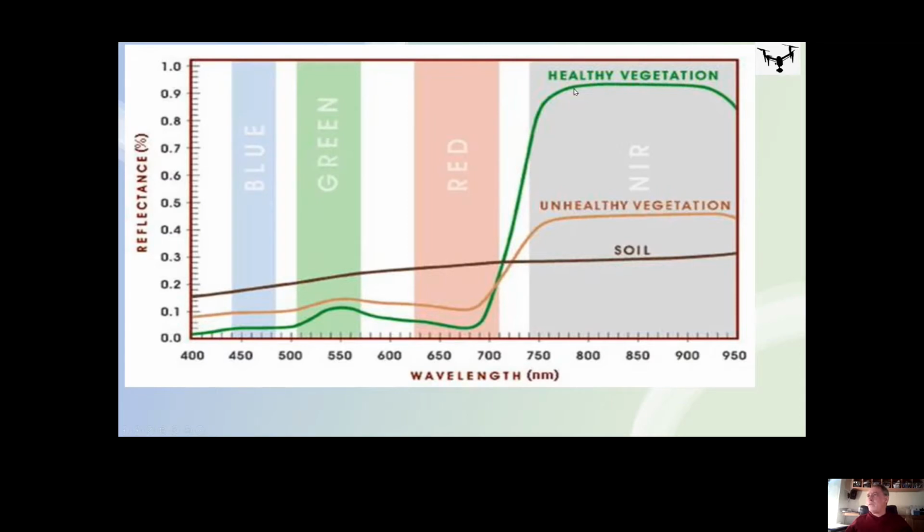It goes straight up to the roof and it peaks at 800. This is what we call the red edge. This is near infrared light being reflected by plants, and it's exponential. Unhealthy vegetation, as you can see, still reflects, but reflects less. So we can differentiate healthy and unhealthy vegetation by the amount of light it reflects.